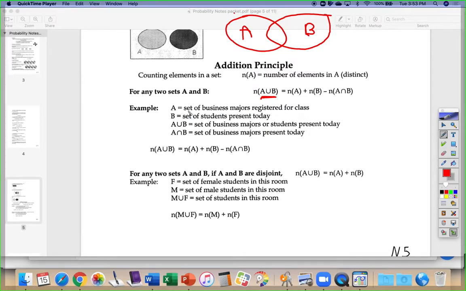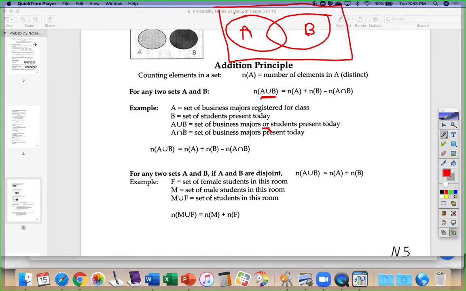What it says is, let set A, we're going to do this with an example, be the set of business majors registered for a class. Think of all of the people in this circle as business majors registered for a class. There's always a universal set that just goes around it. Set B is the students present today in class. First, this upside down U is intersection, regular U is union. A union B is the set of business majors or present today.